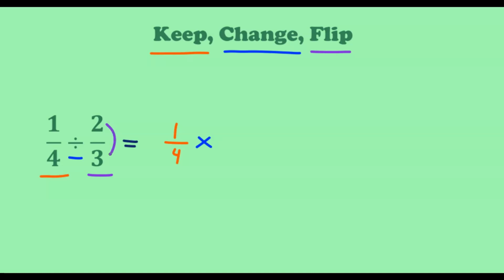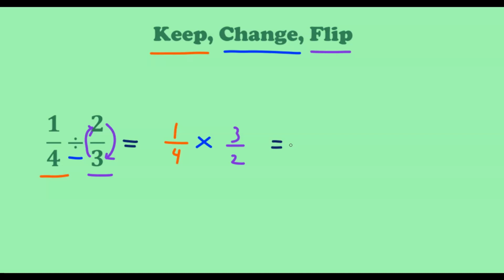So the number on top, that is 2, will go to the bottom, and the number on the bottom, that is 3, will go to the top. So what do we end up with? Instead of 2 over 3, we have 3 over 2. And now our problem has been changed into a multiplication problem. So now we can solve this problem by using the rule for the multiplication of 2 fractions.